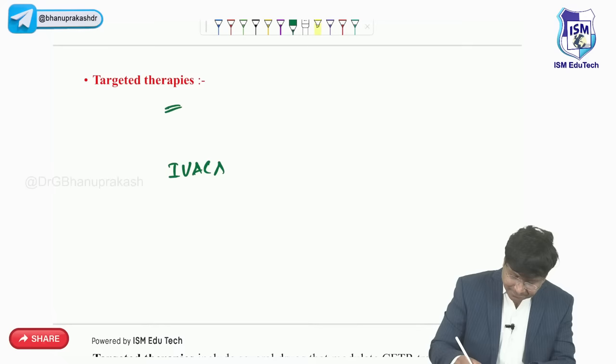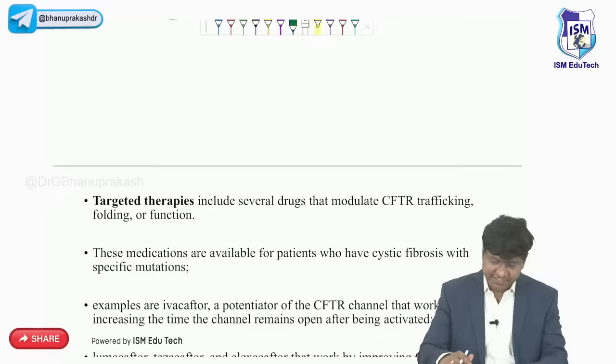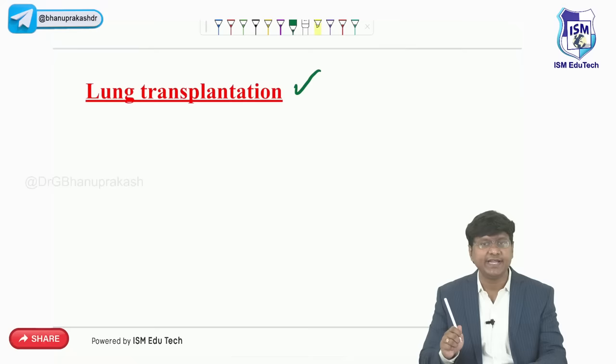Right, that will be ivacaftor. And in severe stages of cystic fibrosis, what is left out? Lung transplantation is the only definitive treatment. Okay, right. So that finishes your cystic fibrosis.